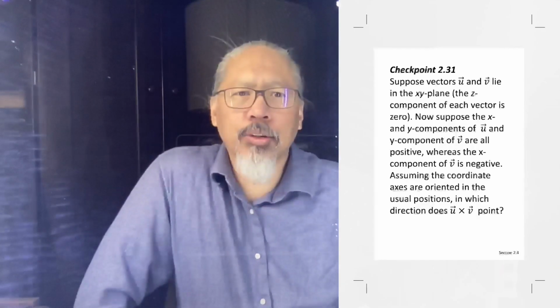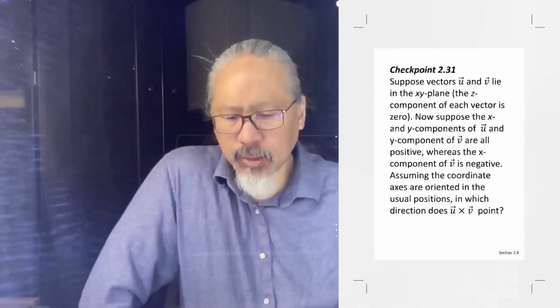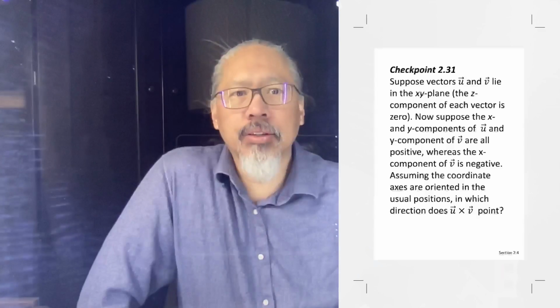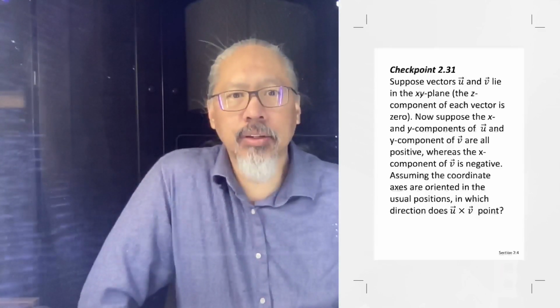Hello, this is checkpoint 2.31. It says that we have vectors u and v. They're on the xy plane, which means the z component is 0.